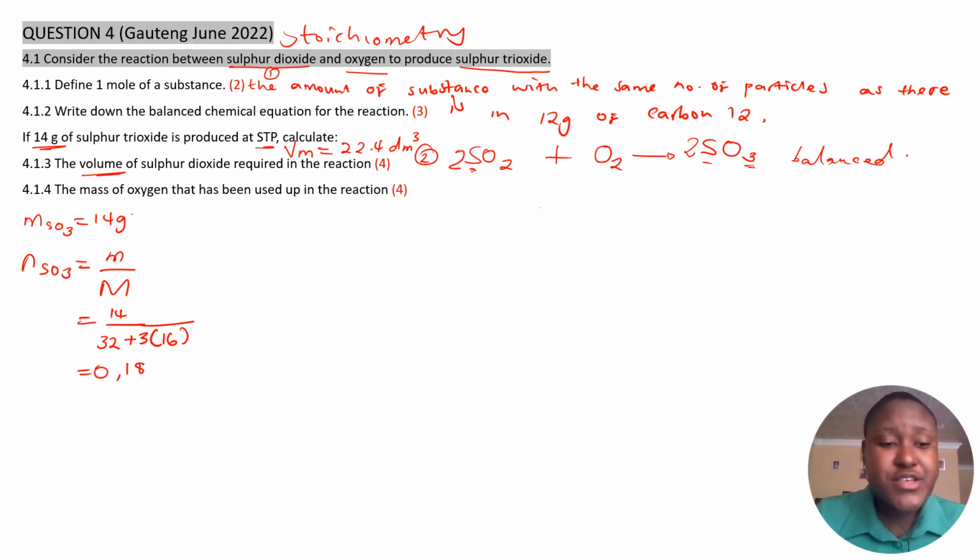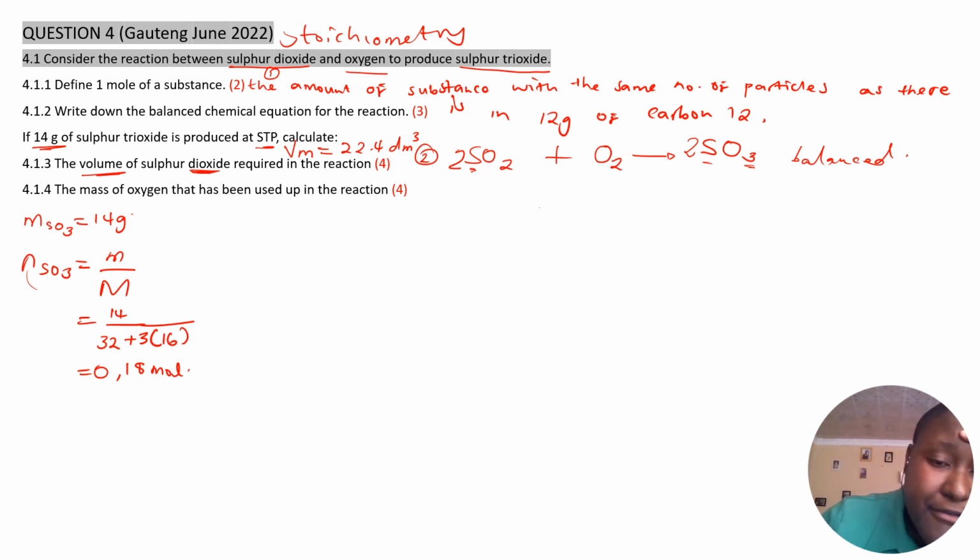0.18, or you can write it in full, which is 0.175. So you have 0.18 moles of what? Sulfur trioxide. Now, the question says that if 14 grams of sulfur trioxide is produced at standard temperature and pressure, you have to calculate the volume of sulfur dioxide. You got the number of moles of sulfur trioxide, but you want the volume of sulfur dioxide. And what you're going to do is compare the mole ratios, sulfur trioxide and sulfur dioxide.